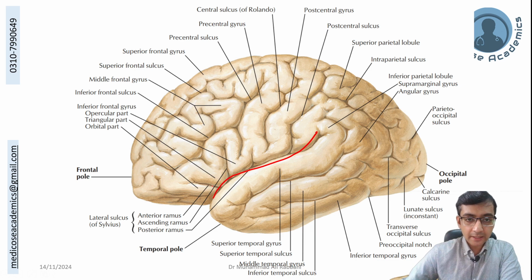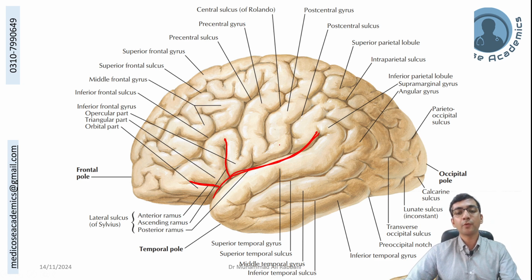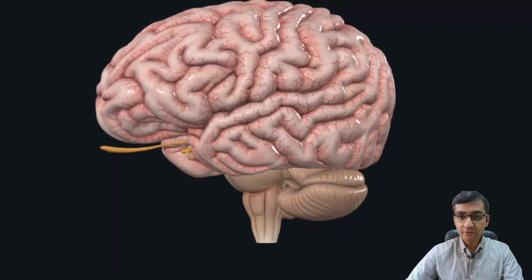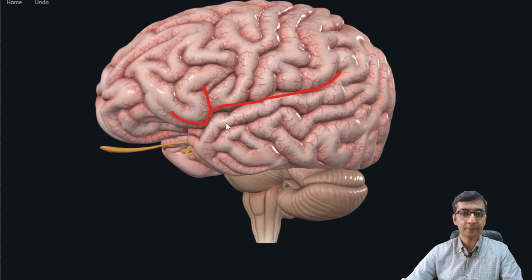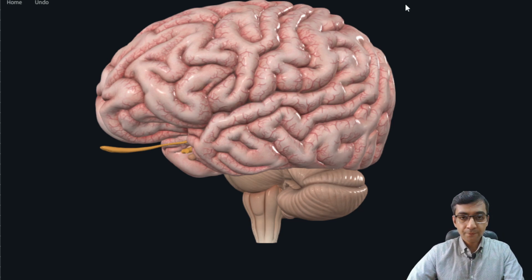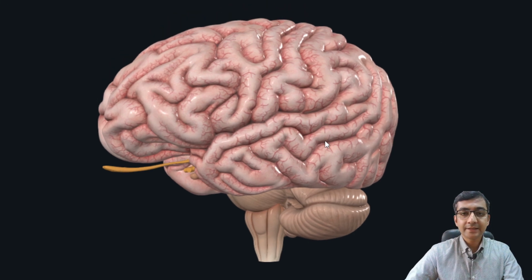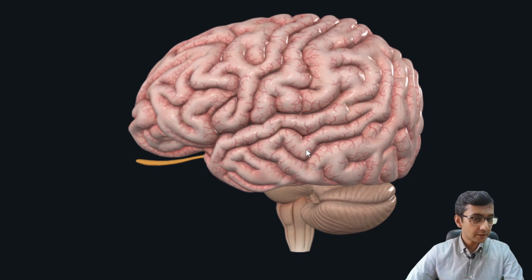It has rami. This part is the anterior ramus. This part is the ascending ramus, and the major part that we labeled is the posterior ramus. All of these are visible right here too. Here is the anterior ramus, here is the ascending ramus, and here is the posterior ramus going there. Now on the lateral surface, we have to find the central sulcus, or central sulcus of Rolando.